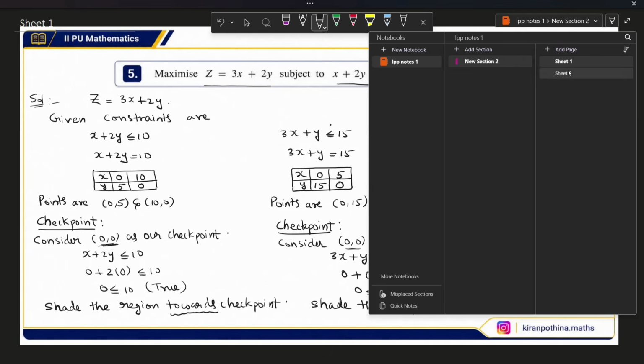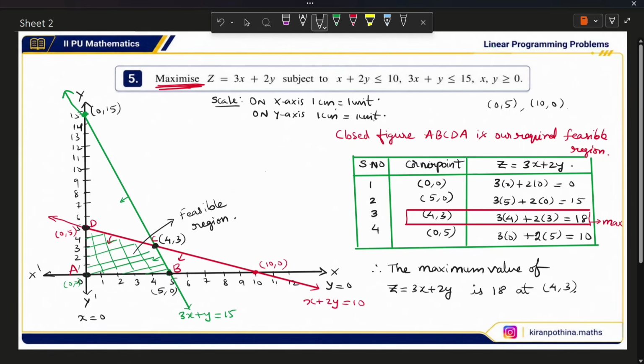Now when we come to the next sheet, we'll substitute the points on that graph and write the line names, point names as well as the feasible region, and we will mention A, B, C, D, A. We'll write closed figure A, B, C, D is our required feasible region, and after that we'll substitute in the objective function. This is called the objective function. The objective function will be useful only at the corner point table. Then we'll identify the maximum value if they ask for maximum. If they ask for minimum, then we will identify the minimum. Okay.